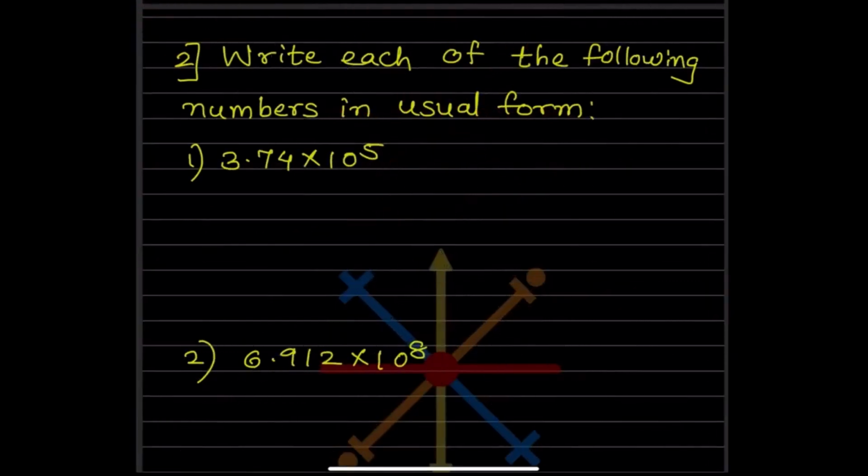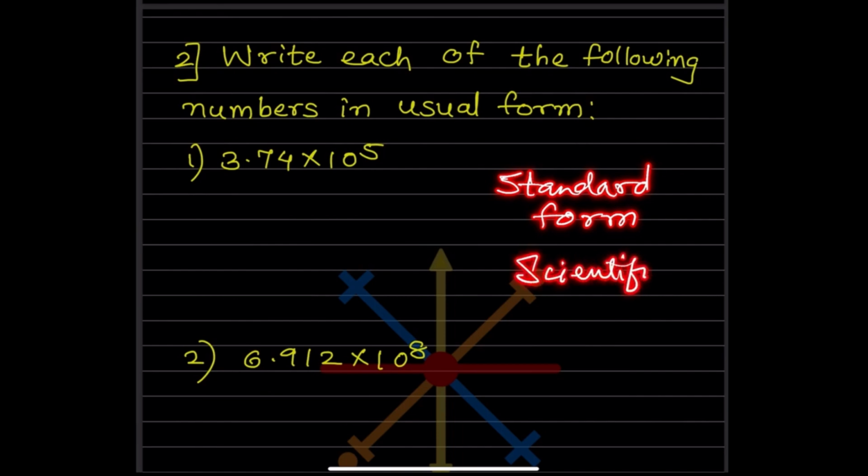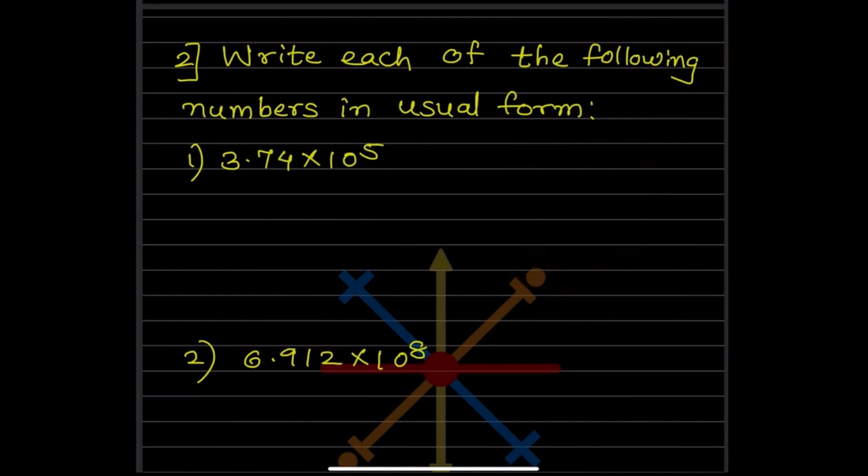So now let us see how to do this problem. Write each of the following numbers. We have done the standard form, and this is the usual form. One thing I forgot to tell you: the standard form is also called, in some places, scientific notation. So it's the same. Now we are going to see the usual form.